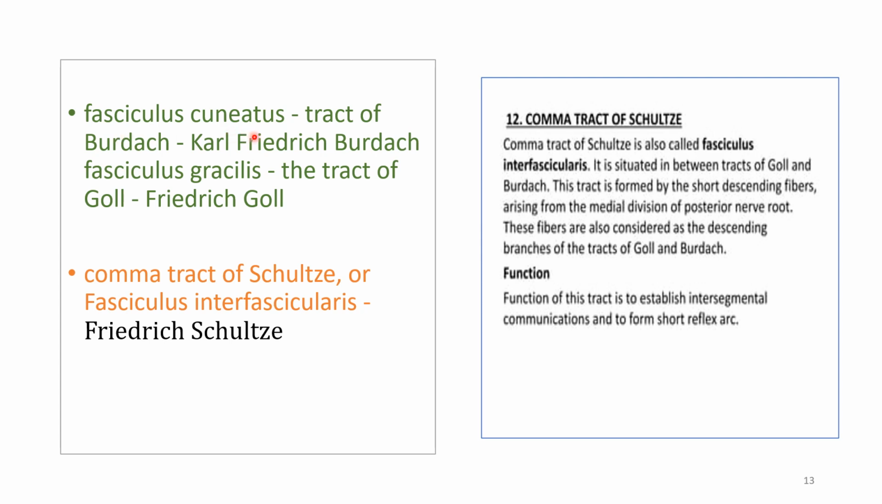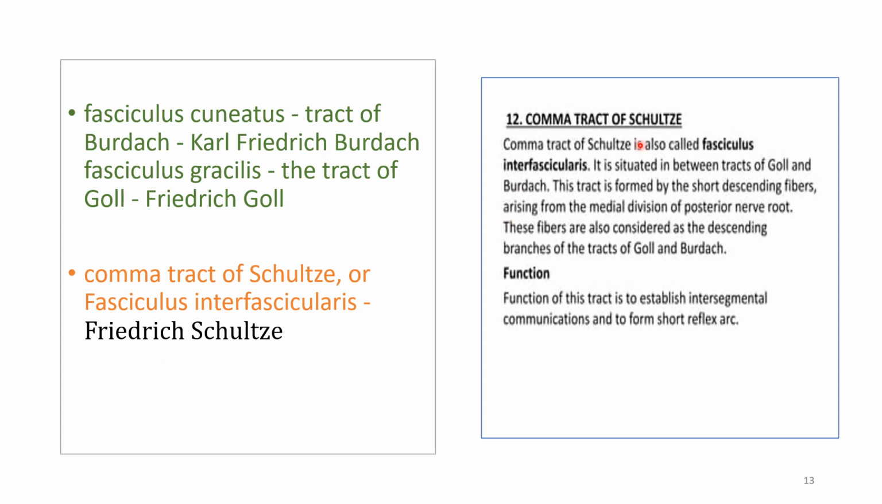Then coming to fasciculus cuneatus and fasciculus gracilis. The fasciculus cuneatus is also called the tract of Burdach. It is named after the scientist Karl Friedrich Burdach. And the second one is the fasciculus gracilis or the tract of Goll. It is named after the scientist Friedrich Goll. Okay. Then comes the comma tract of Schultze or fasciculus interfascicularis. It is named after the scientist Friedrich Schultze.